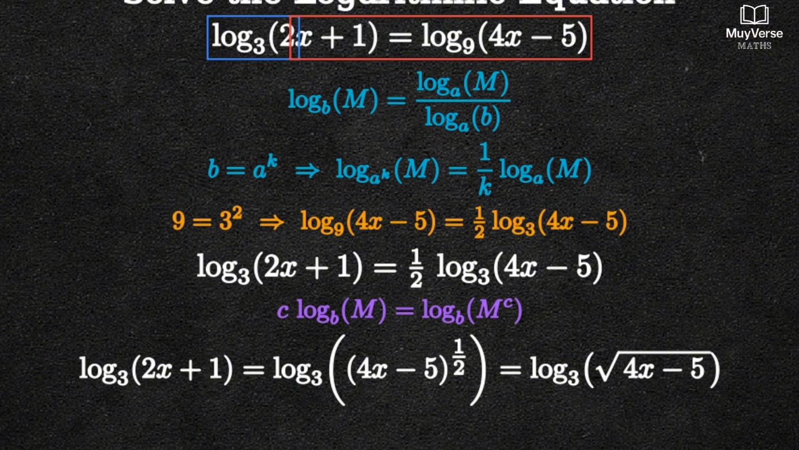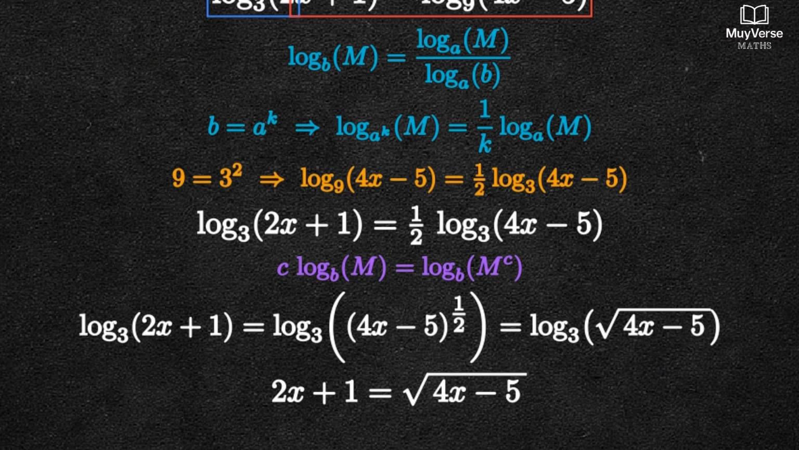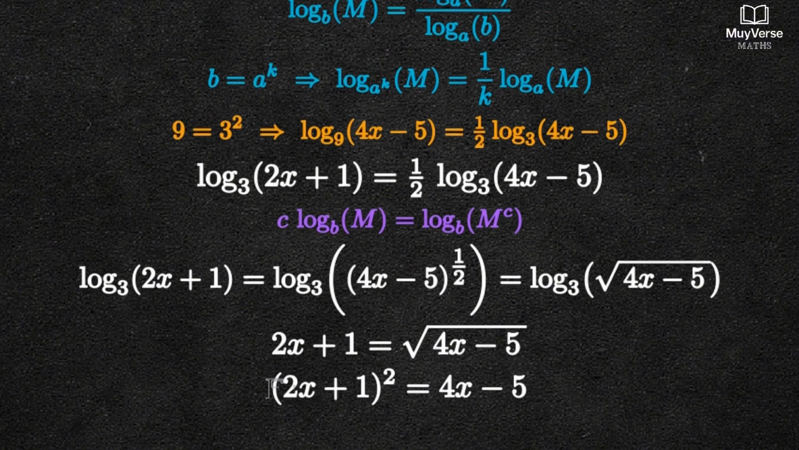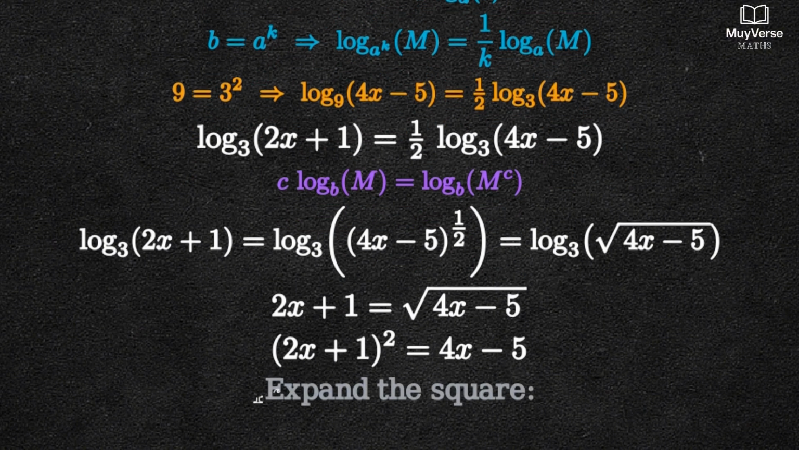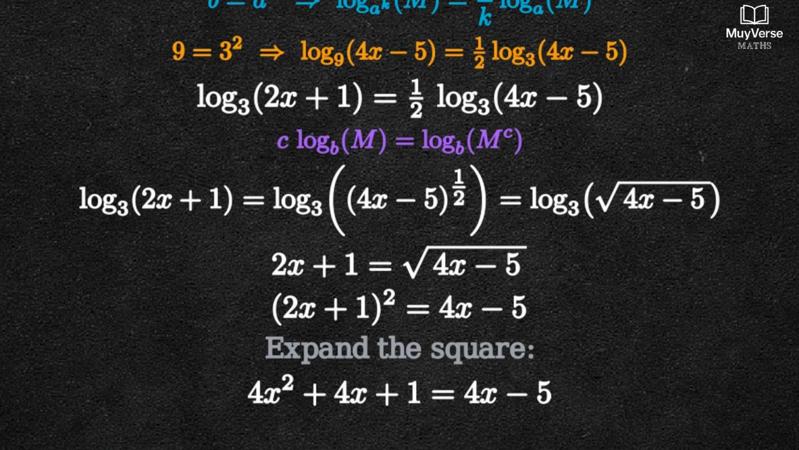Step 3. When logs with the same base are equal, their arguments are equal. So we set 2x plus 1 equal to the square root of 4x minus 5. To remove the square root, we square both sides. Left side becomes (2x plus 1) squared. Right side becomes 4x minus 5.